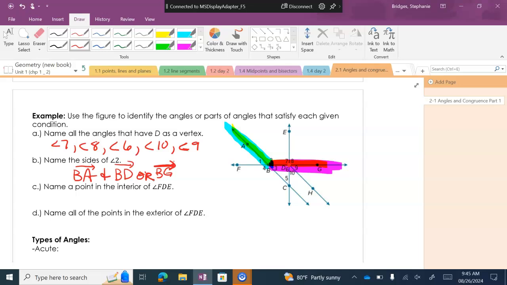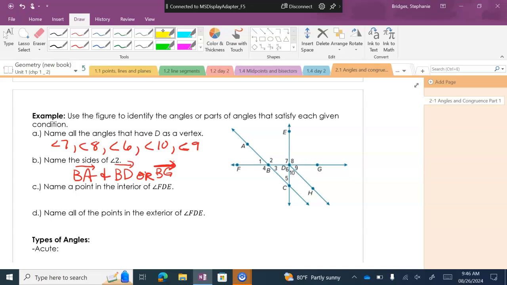Yes. Next, I want you to name a point on the interior of angle FDE. So you need to find FDE first, and then name a point that is on the interior of that angle. Everybody look at your picture. We need to figure out where FDE is, where that angle is, and then figure out what point is on the inside of that angle. If there's more than one, you only have to name one.